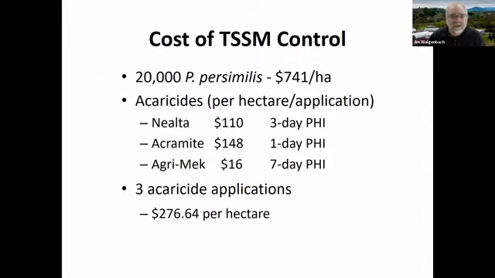Unfortunately, if you put the pencil to the paper and figure out the cost of it, if we release them at 20,000 Persimilis per acre, and we put it out in the whole acre, it's going to cost about $741, which just doesn't match with any type of acaricide. So obviously, we need to do something different to make this a little bit more affordable. And that's where I'm going to hand it off to Tom now, and he's going to talk about some of the work he's done to manipulate populations to control pests in the field.